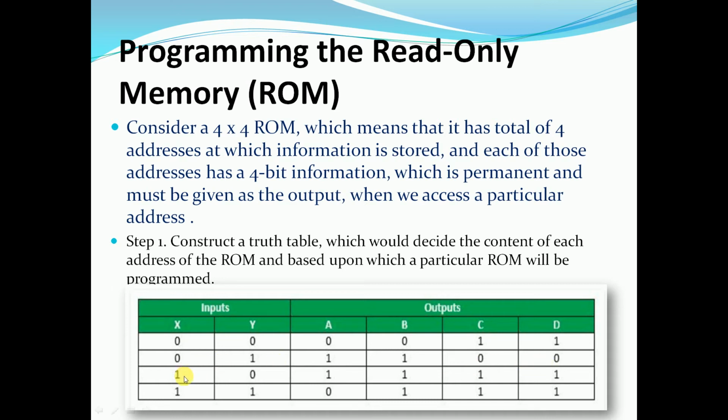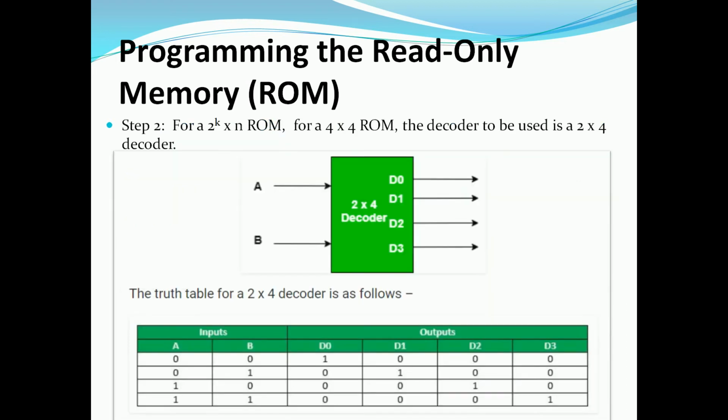Third we will input 1, 0 as X and Y and our output corresponding to A, B, C, D will be 1, 1, 1, 1. Now at last our input to X and Y will be 1, 1 and our outputs will be 0, 1, 1, 1. Now let us proceed to the further solution.